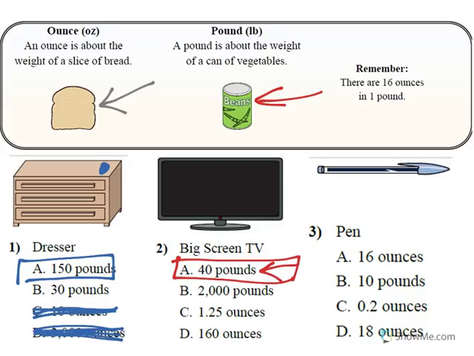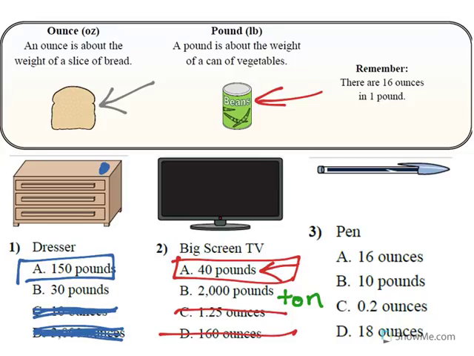Again, ounces is not the unit that we want to use when we're measuring something heavy, so that can go away. 2,000 pounds, you don't have to know this, but 2,000 pounds is equal to 1 ton. We measure cars in tons, so that is how heavy a car is. So 40 pounds would be the best for a TV.